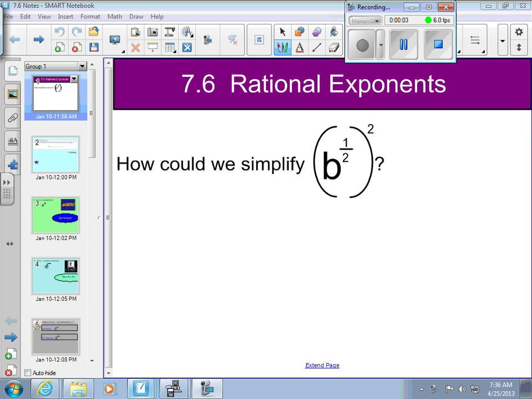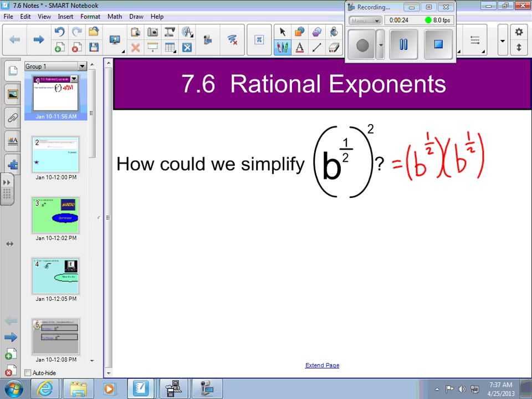This first problem on your note sheet, you can see they want us to simplify b to the 1/2 power squared. Well, remember when you have something squared, that means you're multiplying two of them together. So this would be b to the 1/2 times another b to the 1/2. Well, from previous lessons, we know anytime your base number is the same, here it's b, and you're multiplying, we add exponents. So if we add 1/2 plus 1/2, that would equal just b, or b to the first power. So b to the 1/2 squared equals b.